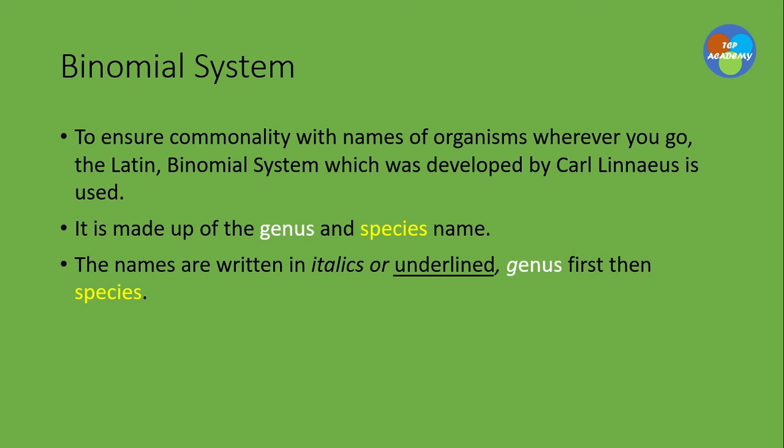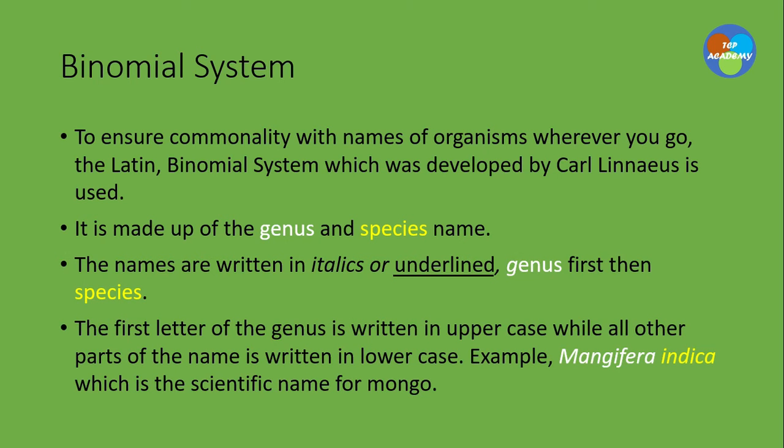Now the name is written in italics. If you're typing and you're writing the binomial name from Carolus Linnaeus, you are going to be writing it in italics on your computer. If you are writing it in your book, then you want to underline the name. Now, genus is written first and the species is written after.